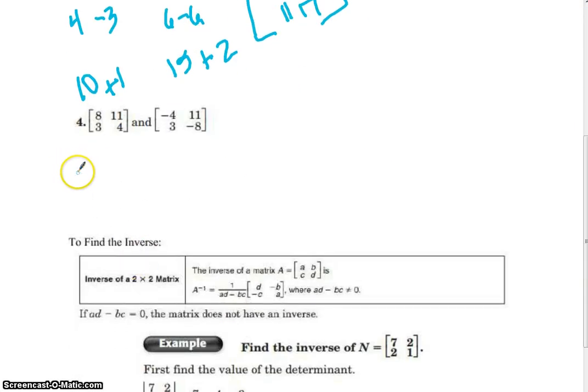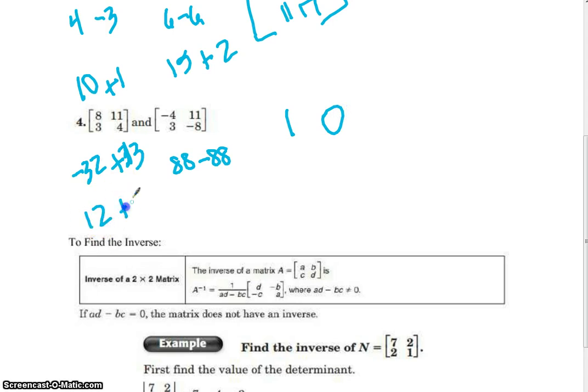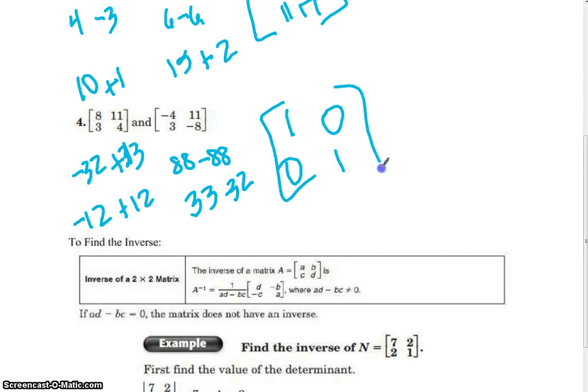Number 4, you're going to say 8 times negative 4 is negative 32, plus 11 times 3 is 33, that's 1. 8 times 11 is 88, plus 11 times negative 8 is negative 88, so that's 0. 3 times negative 4 is negative 12, plus 4 times 3 is 12, gives you 0. 3 times 11 is 33, plus 4 times negative 8 is minus 32, so 1. So when you look at this, yes, it is the identity, so yes, they are inverse.